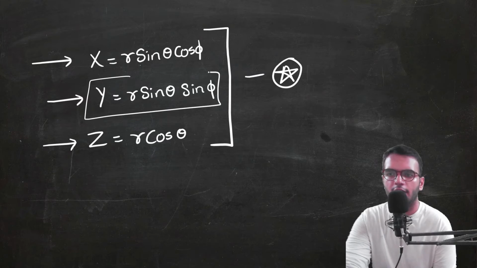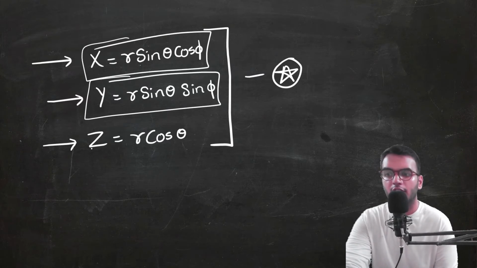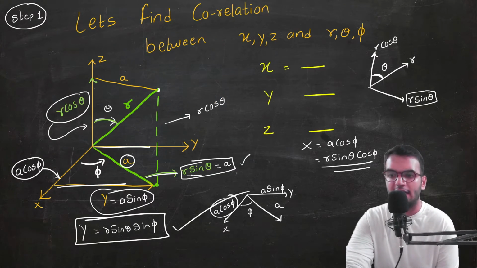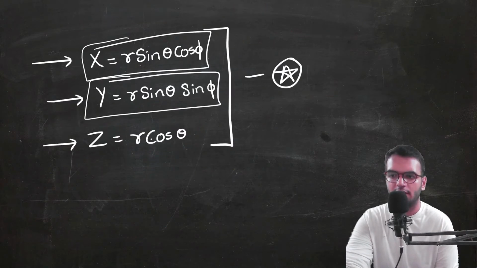So that's the value of X and Y. And what is the value of Z? The value of Z we automatically find as R cos theta.